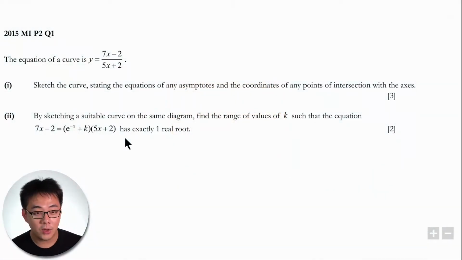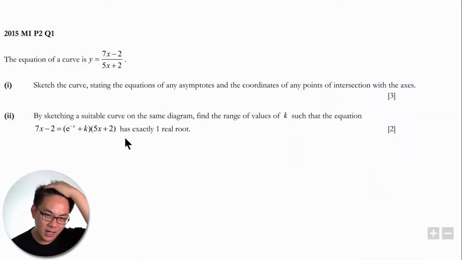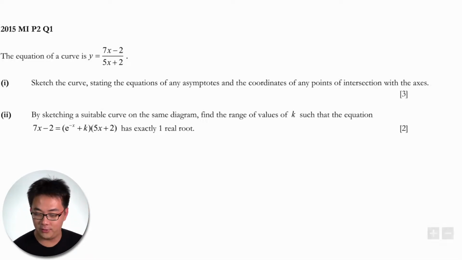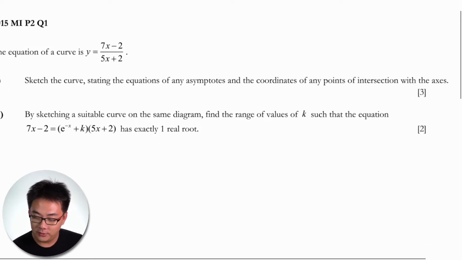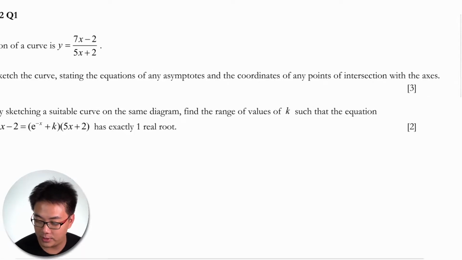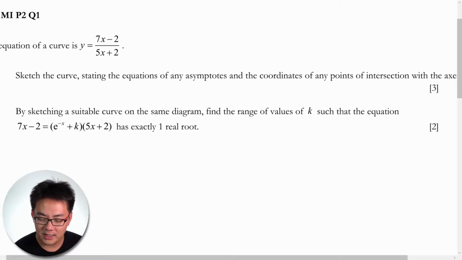Hi students, let's look at this question, which was taken from the year 2015 MI paper 2 question 1. It's a prelim question, a past year question. This question is on graphing techniques, and it's a relatively okay question, I feel. You're asked to sketch the curve and show any points of intersection with the axes. So that's the axes, so it's okay.